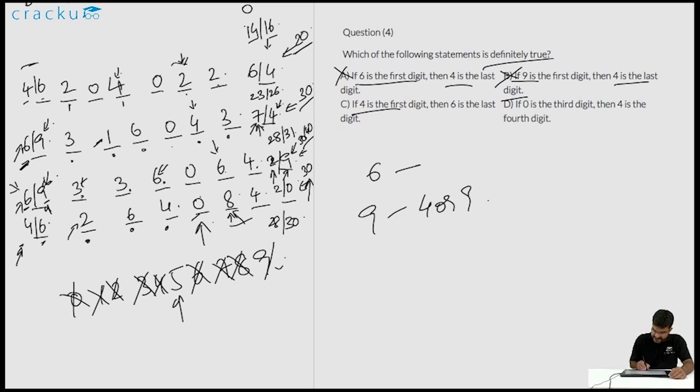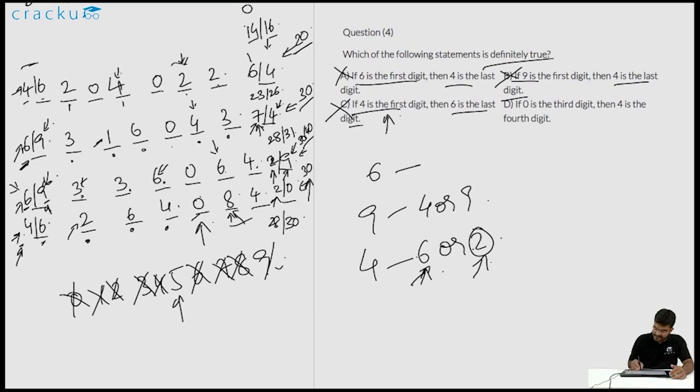If 4 is the first digit, this is present in the first case and in the last case, then either 6 will be the last digit or 2 will be the last digit. Again, there is a possibility that 6 will be the last digit, but there is also a possibility that 2 will be the last digit. So you can't say that for sure. There are two cases where 4 is the first digit, and in one case 6 is the last digit, in the other case 2 is the last digit. So we again can't say this for sure.